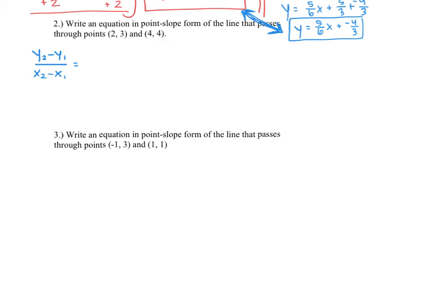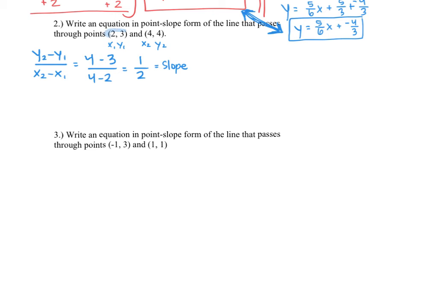All right, so if you need to, go ahead and you can label this x1, y1, x2, y2. Remember, it does not matter which is the first point and which is the second point as long as you're consistent. So then I have 4 minus 3 when I subtract the y coordinates and 4 minus 2 when I subtract the x coordinates. That gives me 1/2. So that's my slope, is 1/2. Now that I have my slope, I can write each equation.